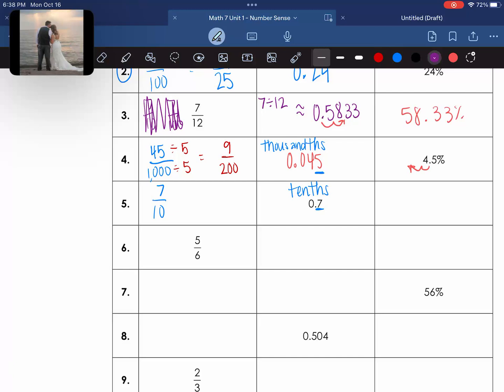Now, if we want to change that decimal to a percent, we move it over 2 place values to the right, which gives us 70%. That little space right there, you need to put a 0 when you change it to the percent.